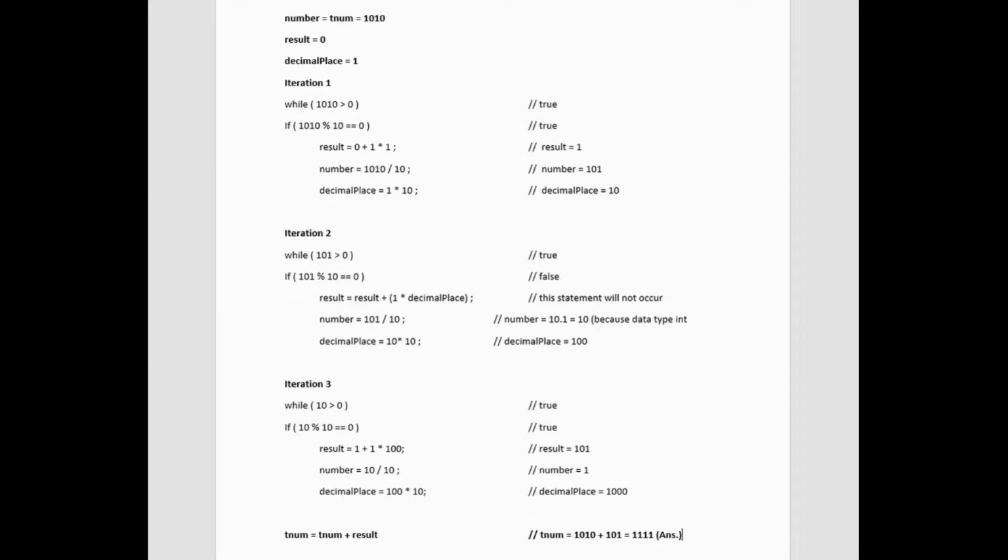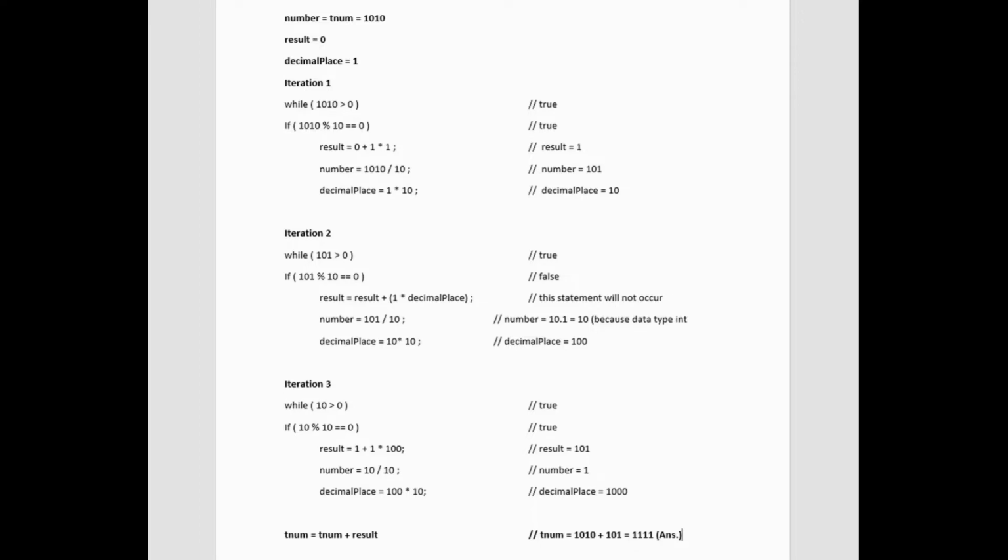After that we wrote tnum equals tnum plus result. In the program I have written it wrong, by mistake it was written, so it would be tnum plus equals result. So tnum equals tnum plus result, or you can see it in the comment section. Tnum equals tnum's value. What is tnum's value? 1010 plus 101.